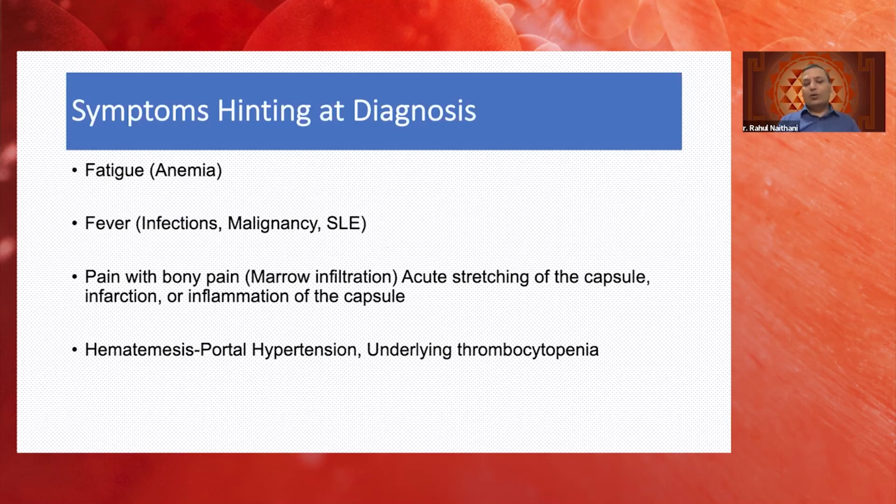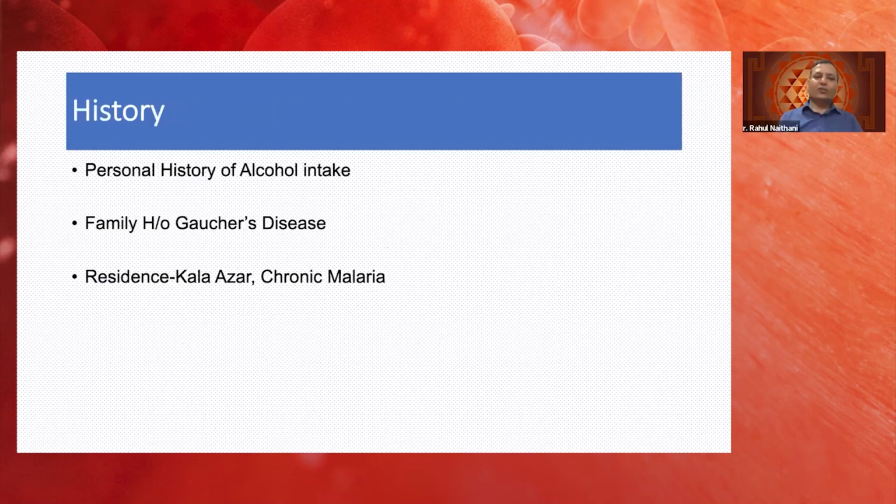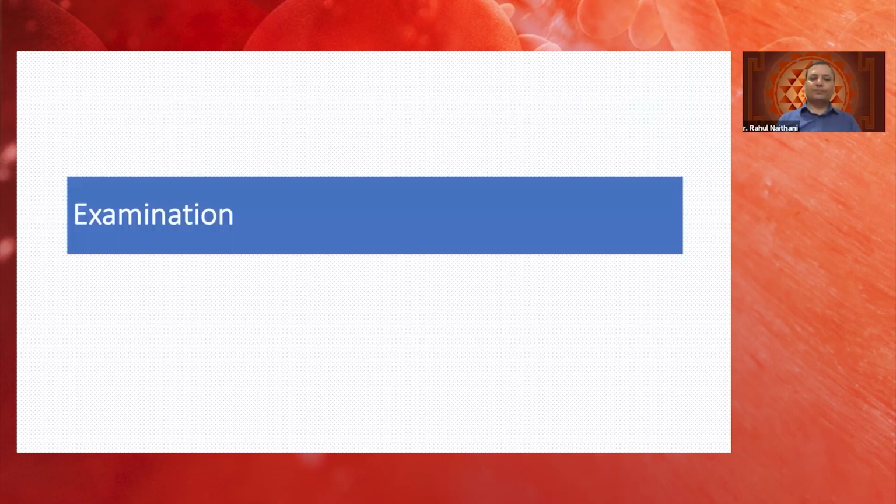Then patients with portal hypertension can present with hematemesis. Also, patients with severe thrombocytopenia, either primary or secondary, may come with hematemesis. So these are the historical findings where one could think of an underlying diagnosis. Of course, personal history of alcohol intake for somebody presenting with chronic liver disease, family history of Gaucher's disease is useful, and residential history is very important. Kala-Azar is endemic in certain areas. Chronic malaria is endemic in a lot of areas in India. So that residence information also helps us.